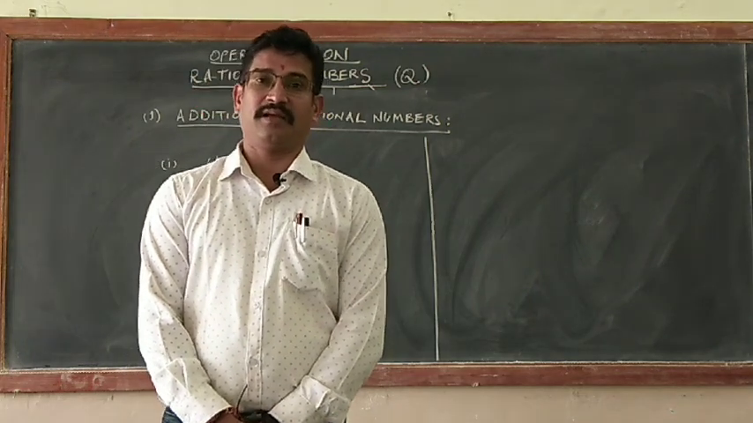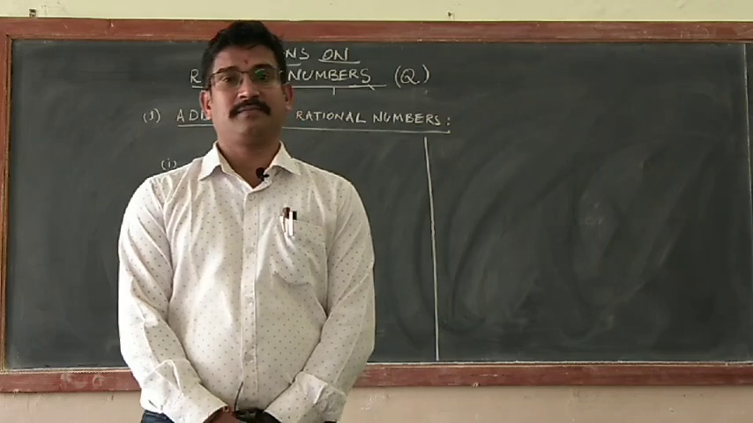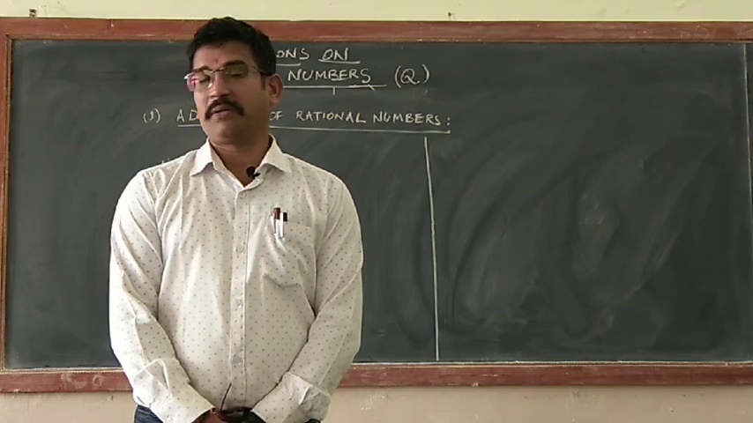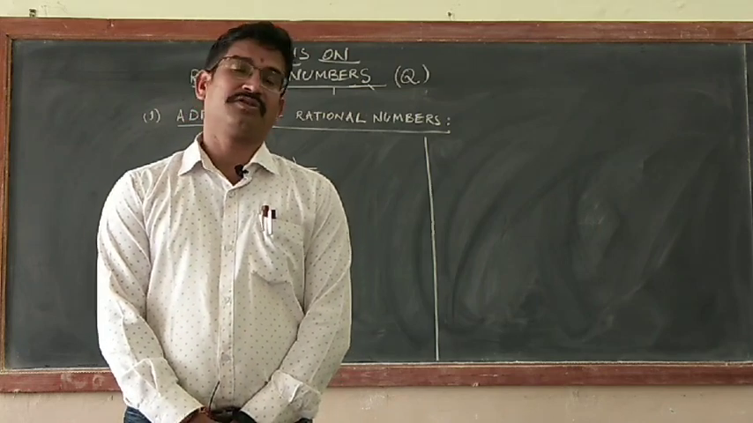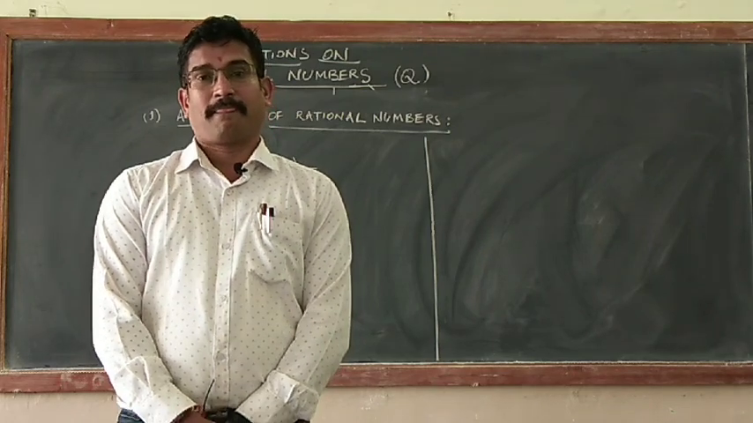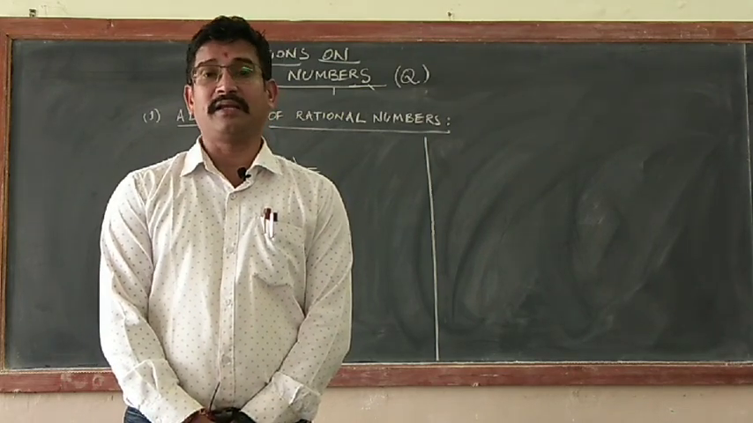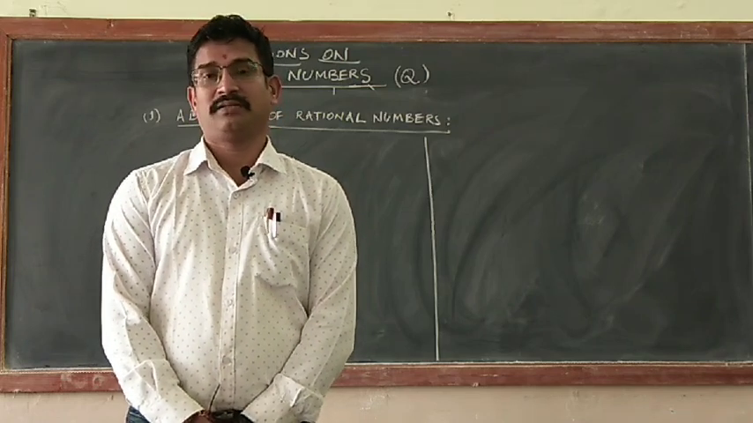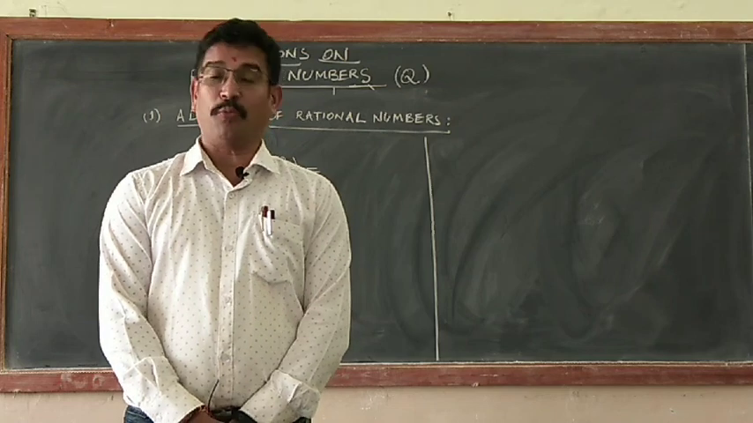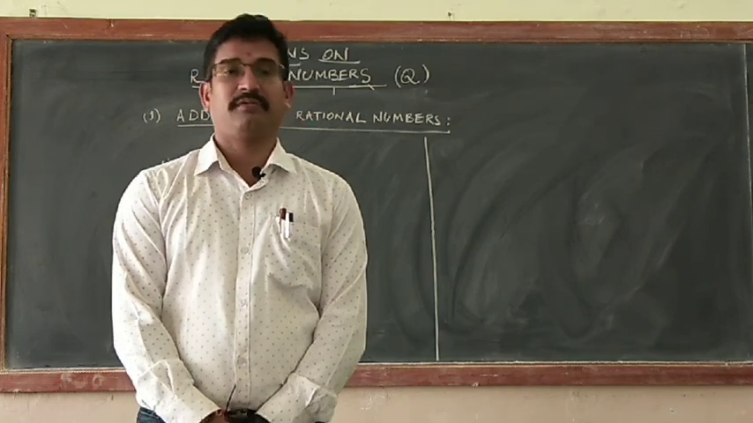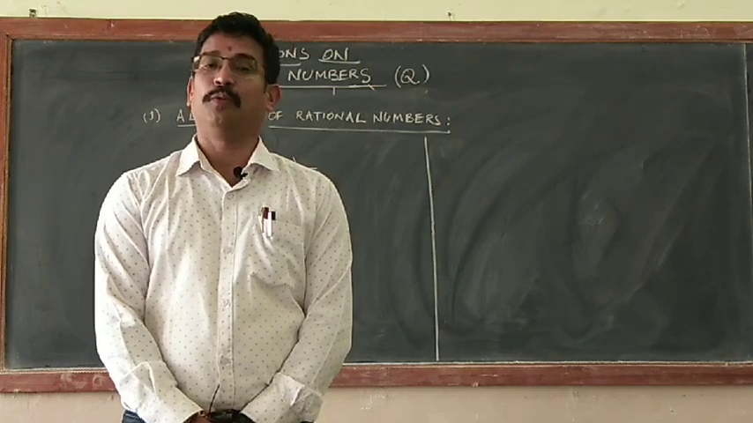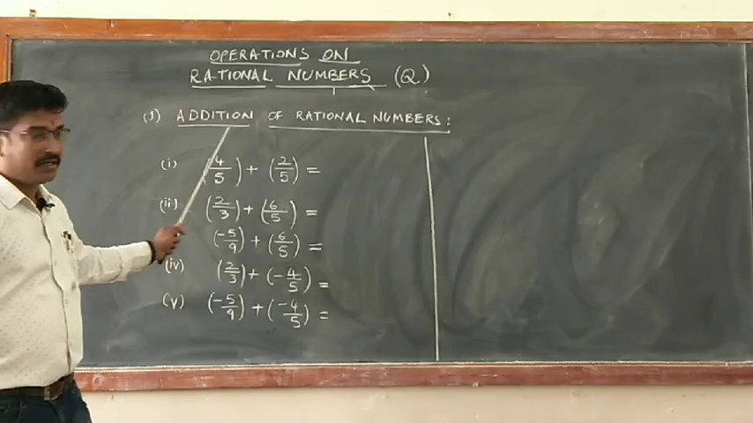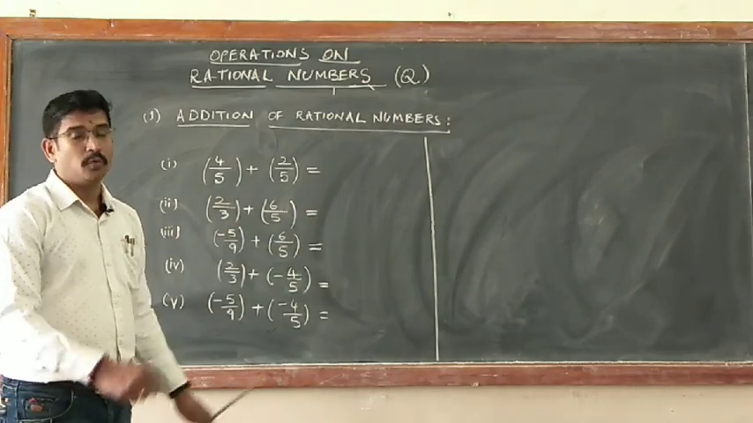As we discussed yesterday, we have 4 arithmetical operations, that is addition of rational numbers, subtraction of rational numbers, multiplication of rational numbers, and division of rational numbers. Today, in this session, we will discuss in detail these operations on rational numbers, and we will learn properties of rational numbers under these operations. Now, here I am going to discuss addition of any 2 rational numbers.